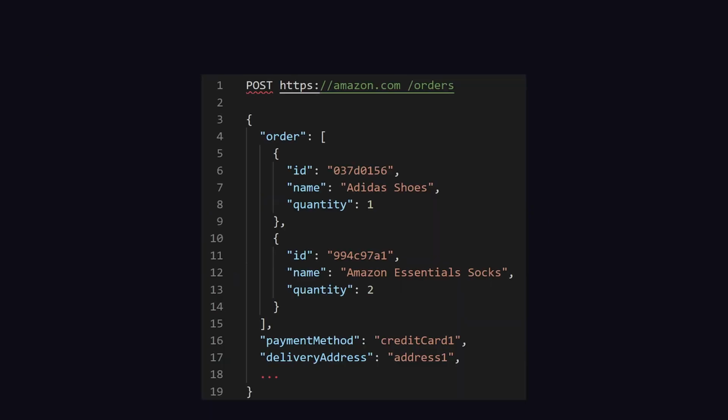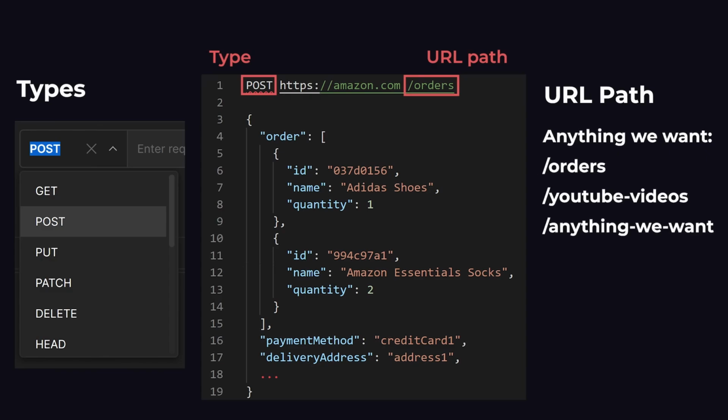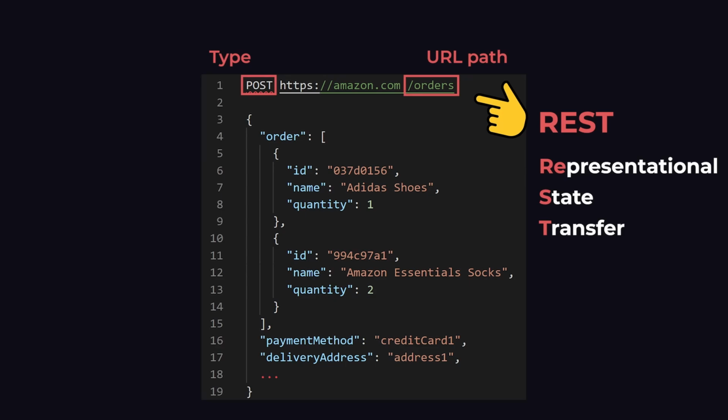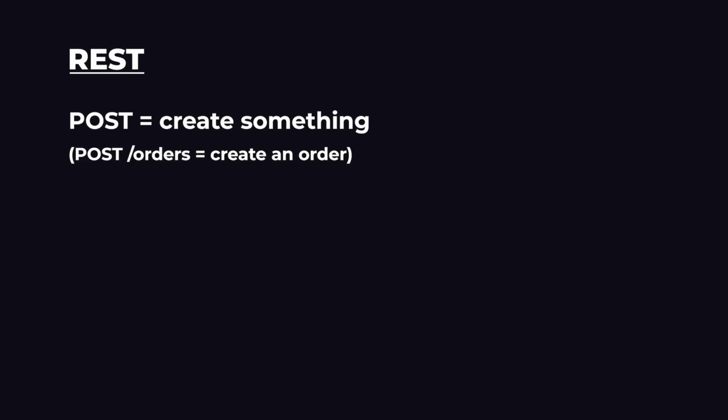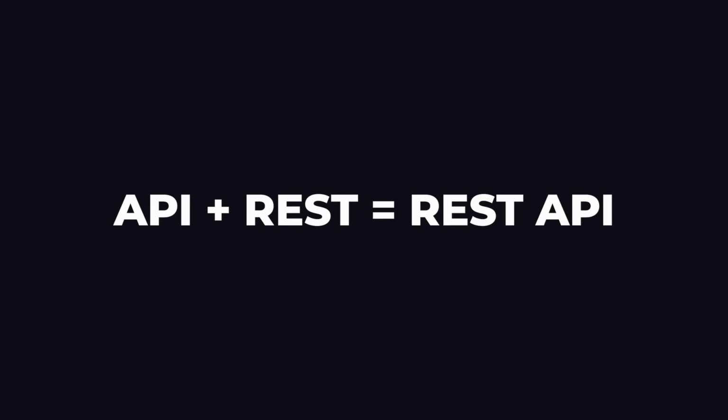So we mentioned earlier that we can identify requests using a type and a URL path. There are several types we can choose from, such as POST, GET, PUT, and DELETE, and the URL path can be anything we want. So why in this example did we choose POST /orders? This is just a naming convention for our requests, and this naming convention is called REST, Representational State Transfer. In REST, the type of the request has a special meaning, so POST means to create something, in this case POST /orders means to create an order, GET means to get something, and DELETE means to delete something, and so on. An API that uses the REST naming convention is called a REST API.